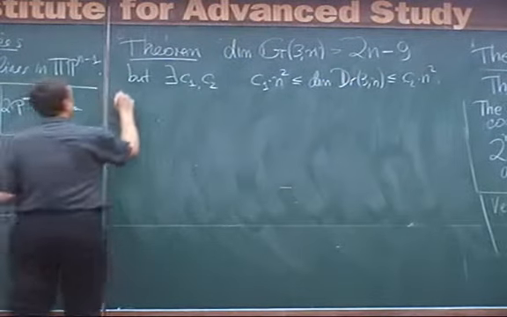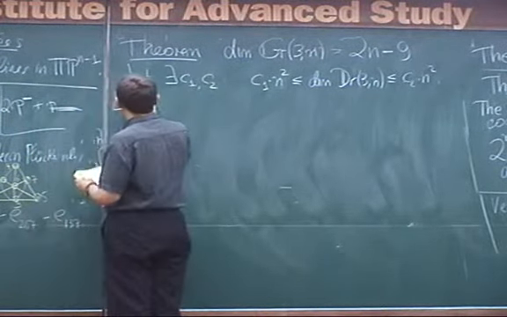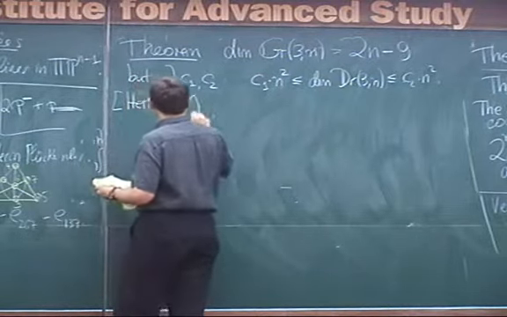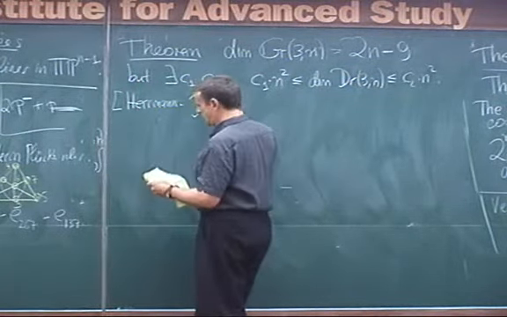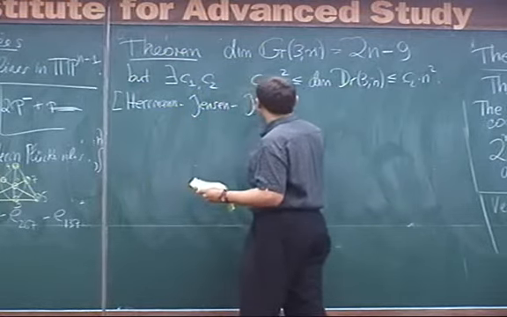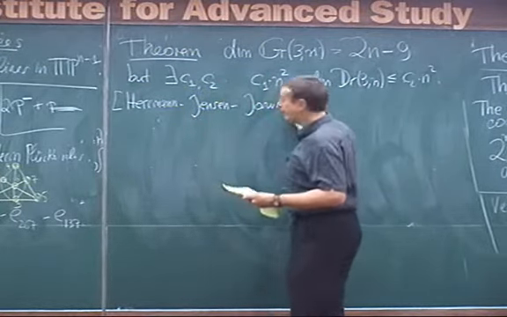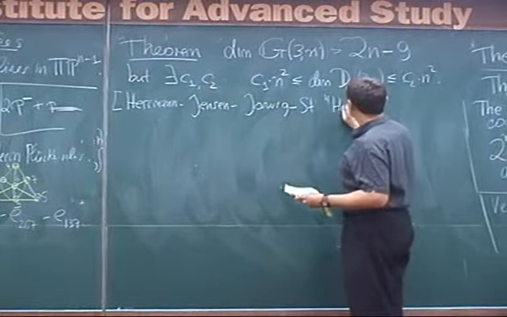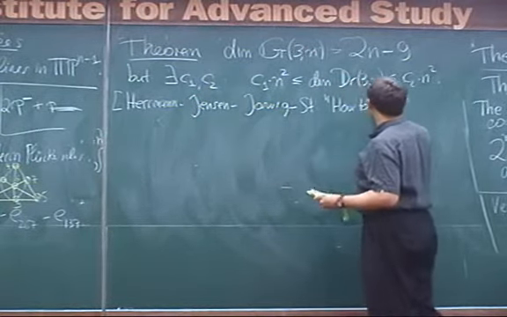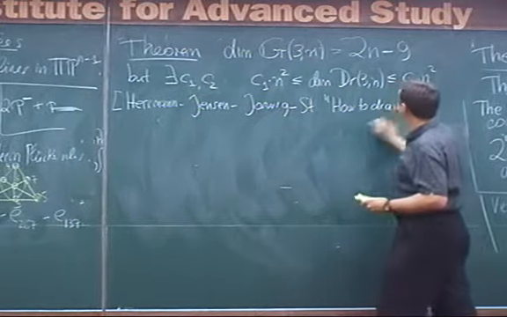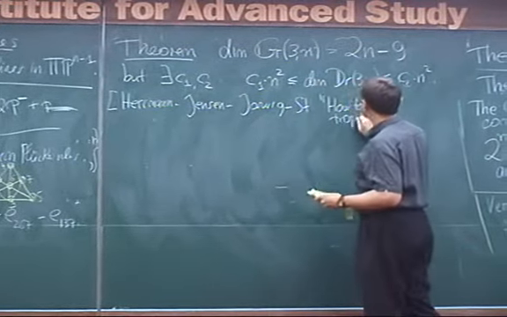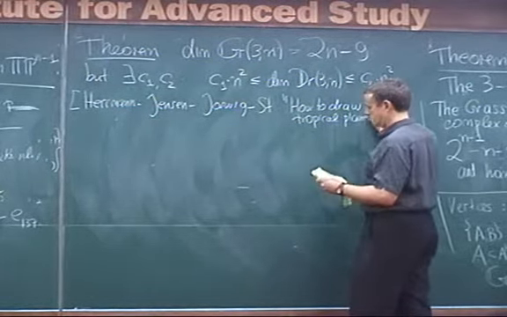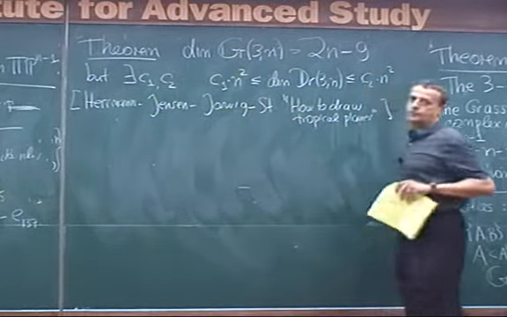And this is in a paper with Hermann Jensen. Jensen is the guy who wrote GFAN. Josvik is the guy who wrote Polymake. And then myself. And the paper is called How to Draw Tropical Planes. That just appeared on the archive.